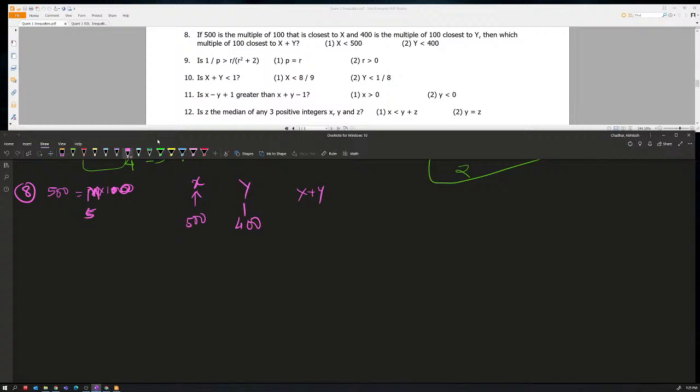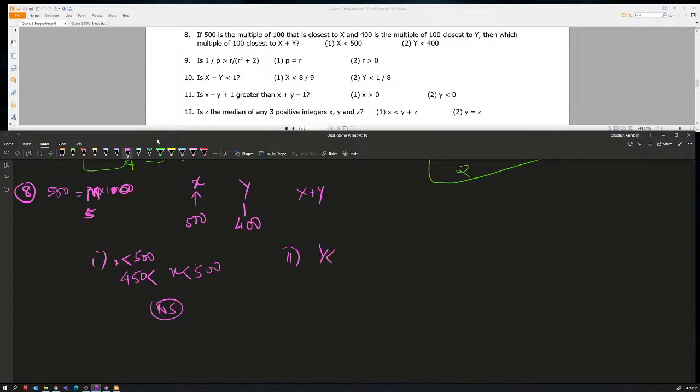Then which multiple of 100 is closest to x plus y? Okay, so basically you need to tell the multiple of 100. That's it. Let's see the first one. x is less than 500. Okay, this is fine, it is definitely 450. And this doesn't have any information of y, so not sufficient.